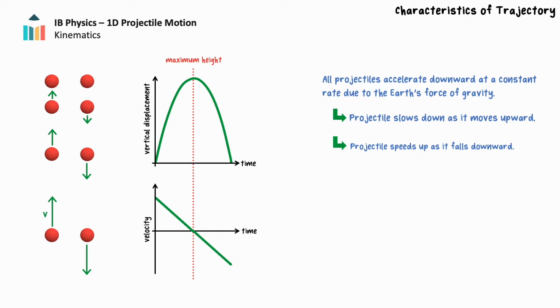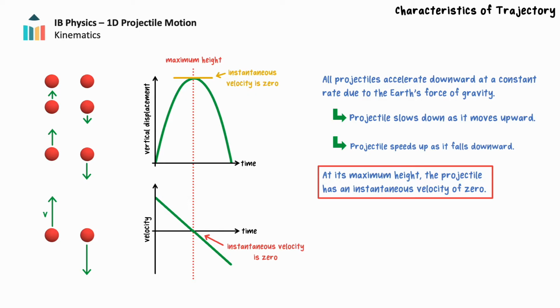At a projectile's maximum height, it changes direction from moving upward to falling downward. The instantaneous velocity at this maximum height is 0. However, the projectile continues to accelerate downward at 9.8 meters per second squared. A common misconception that students have is that when the projectile stops momentarily at its highest point, both its velocity and acceleration are 0. It's important to understand that only the velocity is 0 at this point.